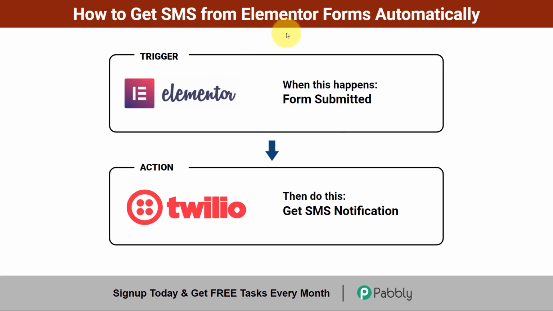How to get SMS from Elementor forms automatically. So in this video, I'll show you whenever the Elementor form is submitted, how you can get the SMS notification automatically of each form submission. And here for receiving the SMS, I'm going to use this Twilio application. And I just need to connect Elementor forms and Twilio application in order to automate this process. And after that, every time someone submits the form, we will automatically get notified on our phone via SMS. So if you also want to automate this Elementor form notification process, come with me and I'll show you the whole process step by step.